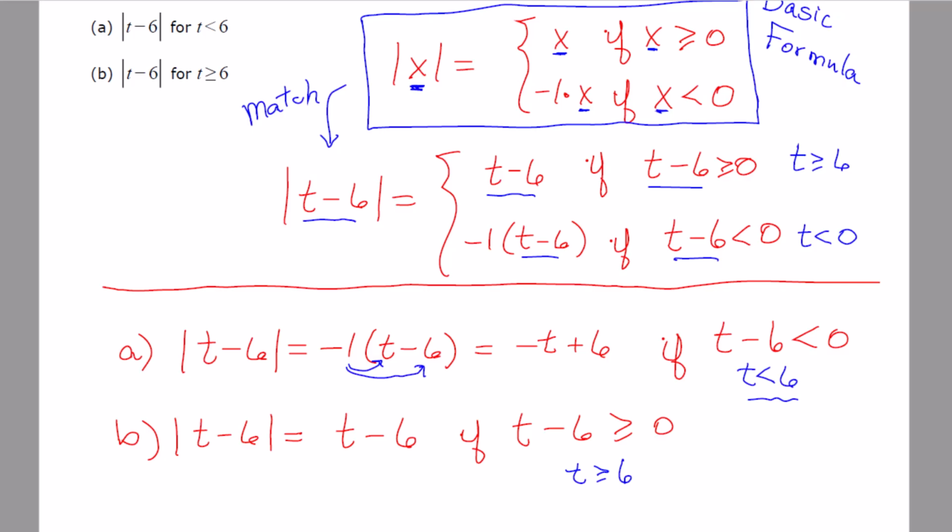And part B says, well, what happens if t is bigger than 6? Well, that's the top branch here, and I just get the same thing back. So all I did was go back to the basic formula here, and everywhere there was an x, I plugged in the thing that they gave us.